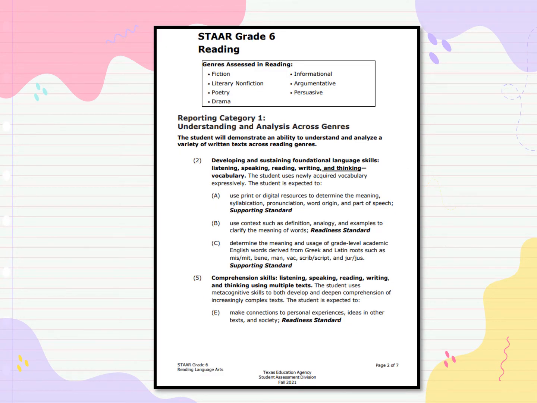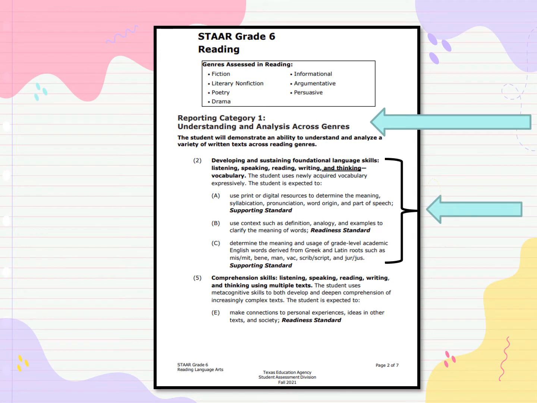What I wanted to show you is at least that very first page of the guides. This one is the 6th grade, but you know that 7th and 8th grade are very, very similar. So each guide looks like this. Let's take a look at that. Each guide will provide us with the reporting categories. And then right underneath the reporting categories, it lists the SEs. And they are labeled, if you notice here as well, supporting and or readiness.